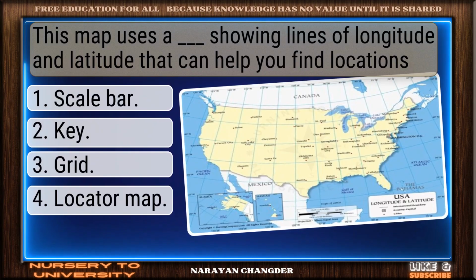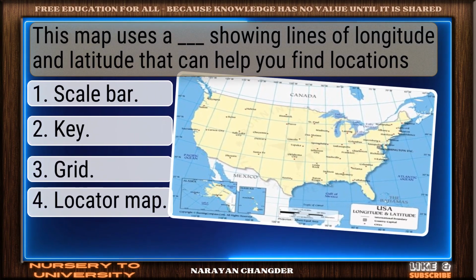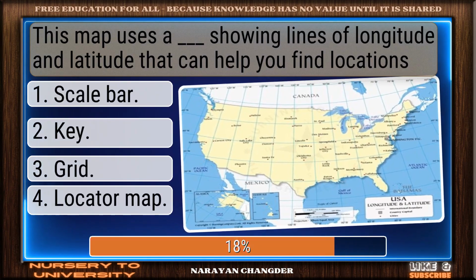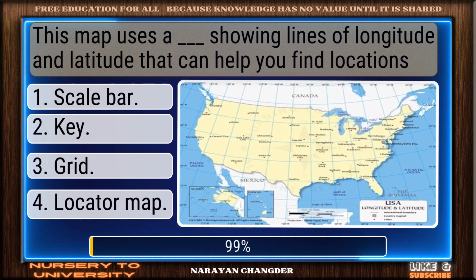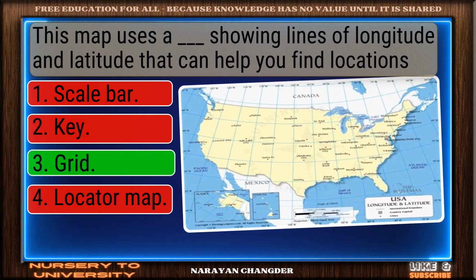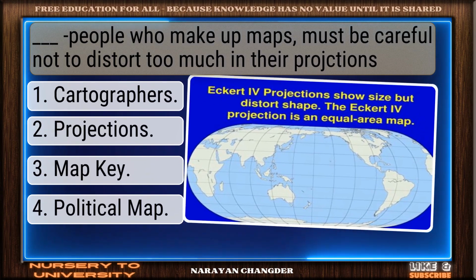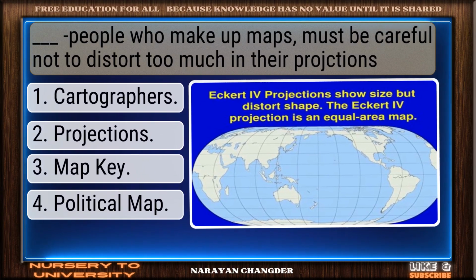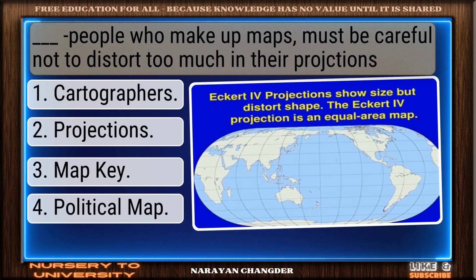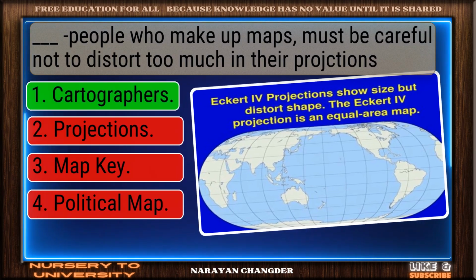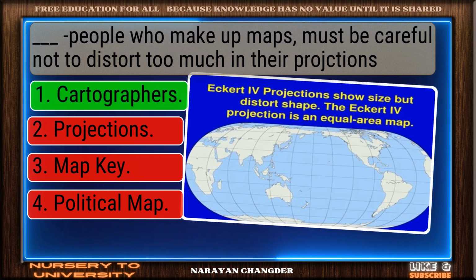This map uses a grid showing lines of longitude and latitude that can help you find locations. Smart move. Grid is an accurate answer. The people who make up maps must be careful not to distort too much in their projections. Correct. Cartographers is the right answer.